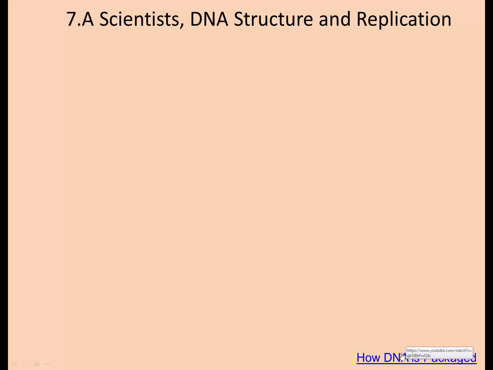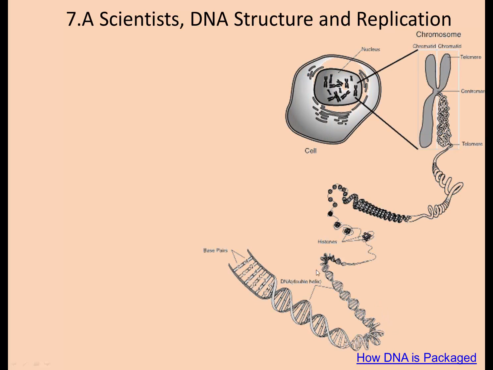Actually, I'll tag this video in the YouTube video later on, but it basically shows you how we go from a strand of DNA to a strand of chromatin to a chromatid, and then finally to a chromosome, which is held together by the centromere, and a telomere, which is the shoelace type thing that holds them all together at the end.